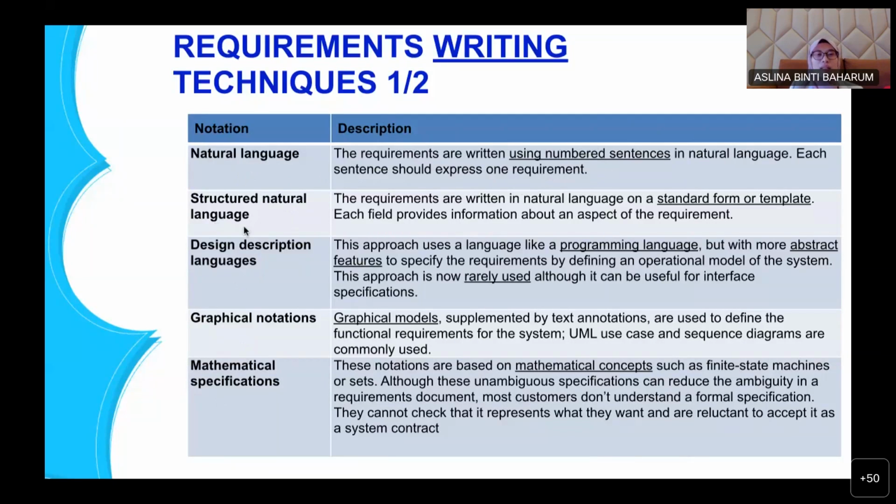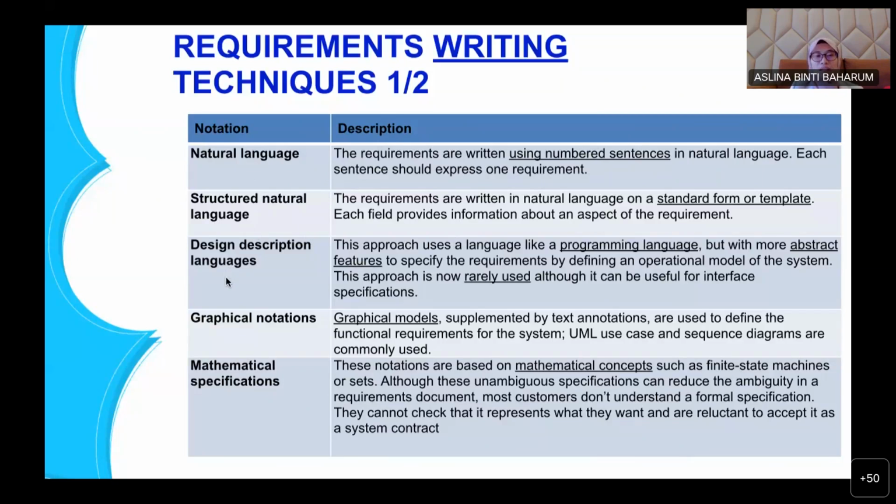Next, structured natural language, which is the standard form. Like I said, the company already has a standard template or form that you need to fill in. Okay, fill in the form. So that's the SRS, structured natural language.